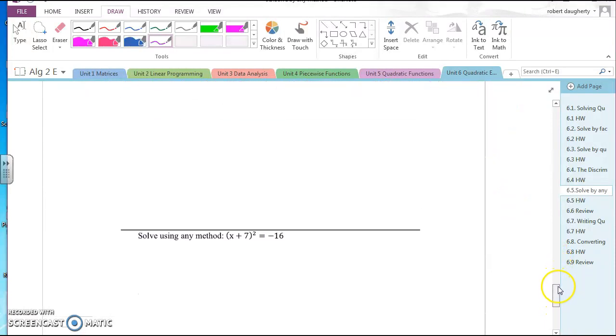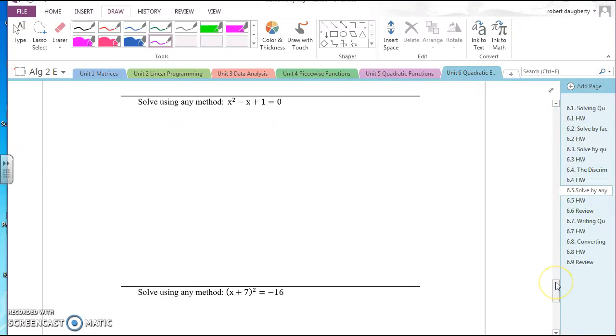And we have a couple more. Let's see if we can get these before I hit the 15-minute mark of this video. Solve by any method, okay? So if it factors, are there two numbers that multiply to give me a 1 and add to give me a negative 1? Well, the factors of 1 are just 1 and 1, or negative 1, negative 1. And there's no way to combine those numbers and get a negative 1. So as simple as this thing looks, this does not factor.